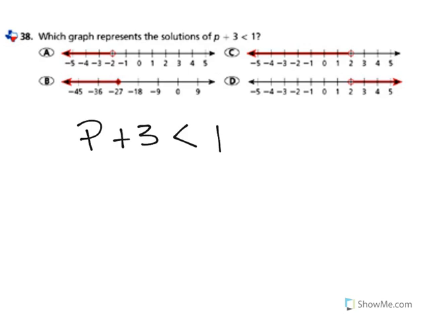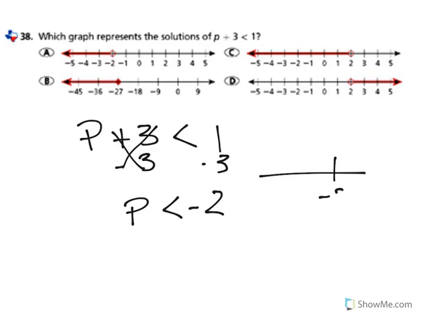Okay, so for this one, which graph represents the solution? P plus 3 is less than 1. So minus 3, minus 3. So I have P is less than negative 2. I know when I graph it, I have an open circle because it doesn't include negative 2. And everything to the left, following the same direction as my inequality sign, is going to be a solution, so that gets me A. Now let's move on to our next question and the last one.